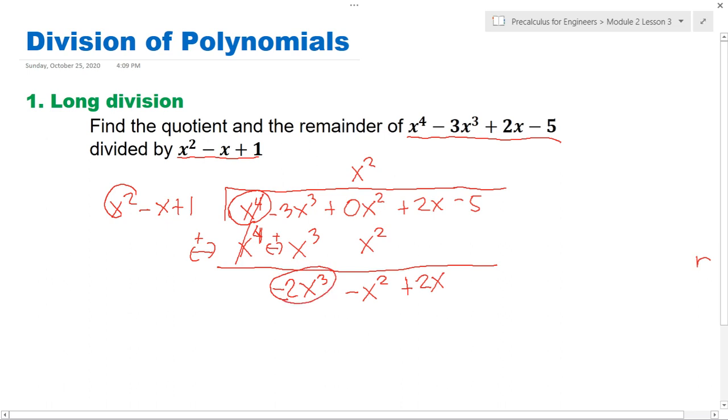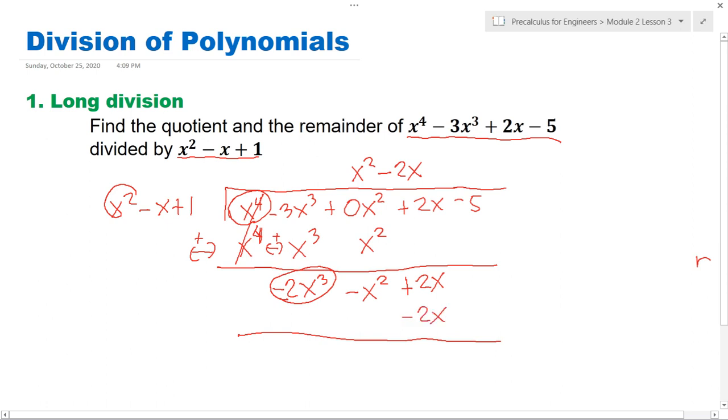So ano yung multiply natin? O syempre, just multiply lang negative 2x. Kasi multiply mo yan sa negative 2x times x squared, you have negative 2x cubed. So, i-multiply mo siya individually per term on the divisor. So, you have negative 2x.